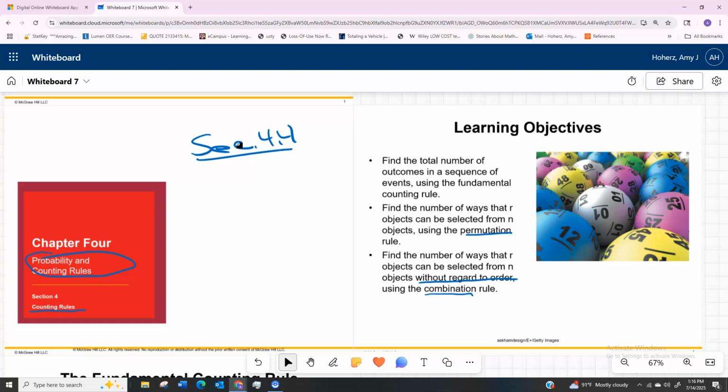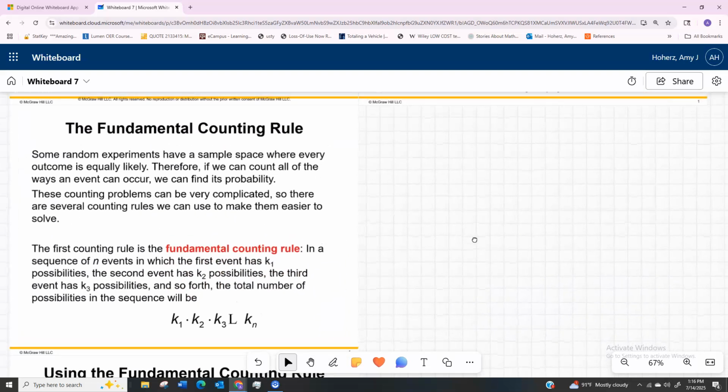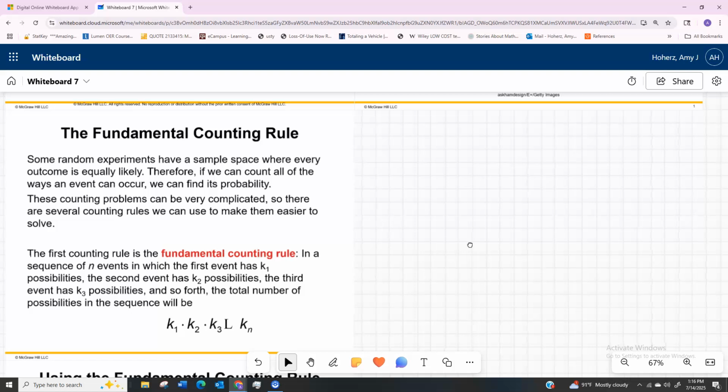All right, this one's kind of hard to give you a heads up and explain where we're going. We just need to go there. I'll show you what we're going to do. So the fundamental counting rule is how many different ways can something happen? The fundamental counting rule in itself is just K1 times K2 times K3 up to Kn. So what do we mean by that?